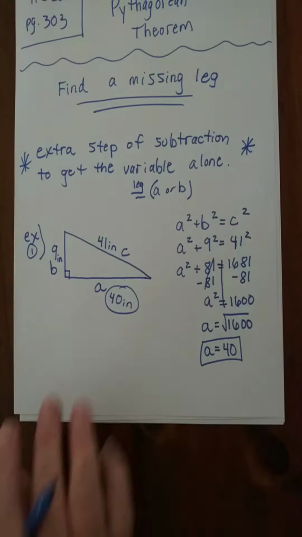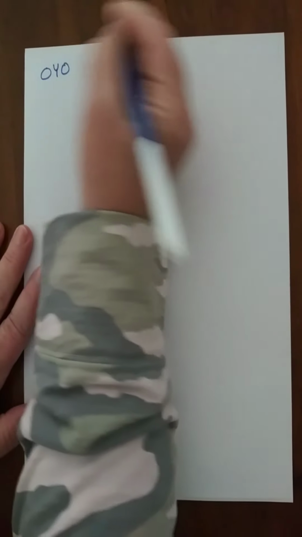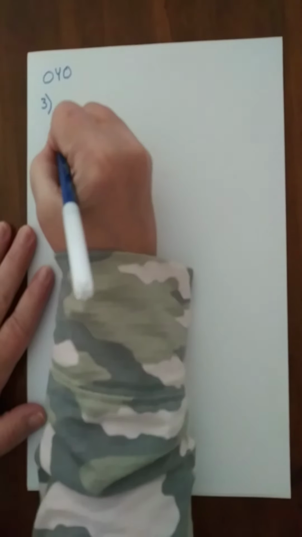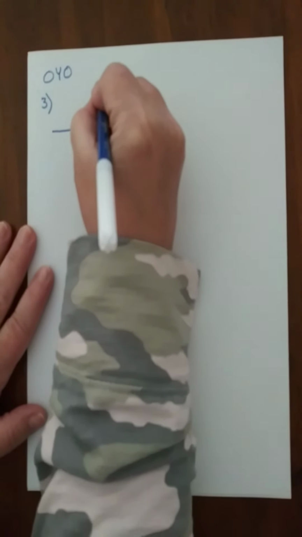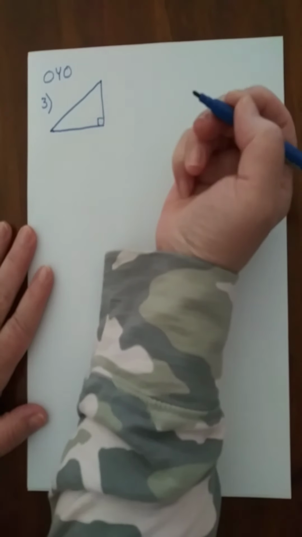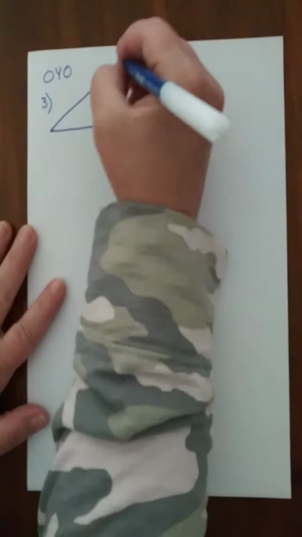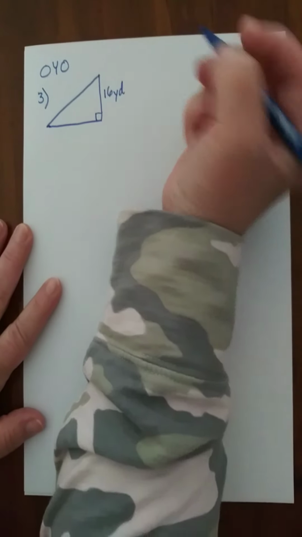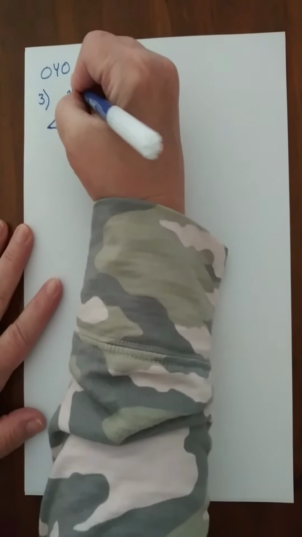All right, let's do one more example together, then I'm going to have you try one on your own. We're going to do another example, but it's an Oyo problem. So we're doing the Oyos, number 3, and draw this picture. It's another right triangle. Don't forget the little box in the right corner. This time they tell us that this side is 16 yards and this side is 34 yards.